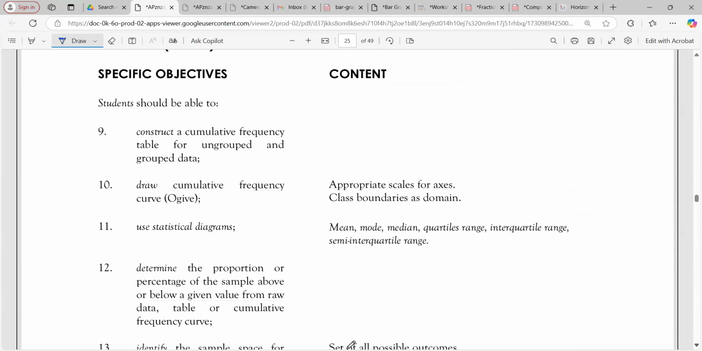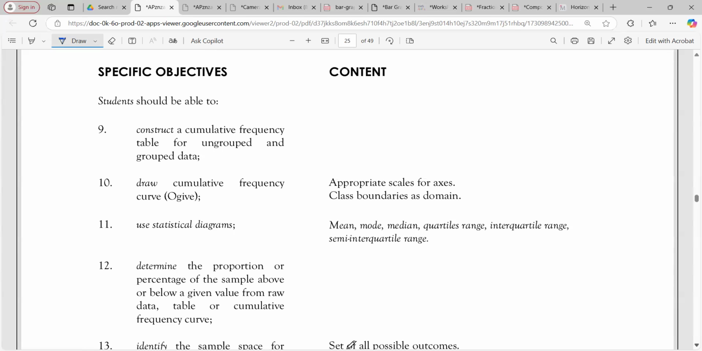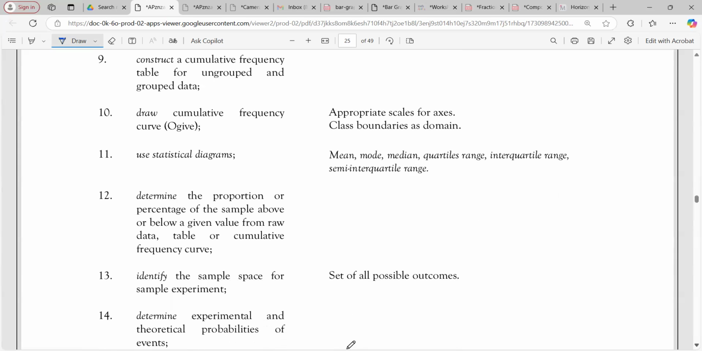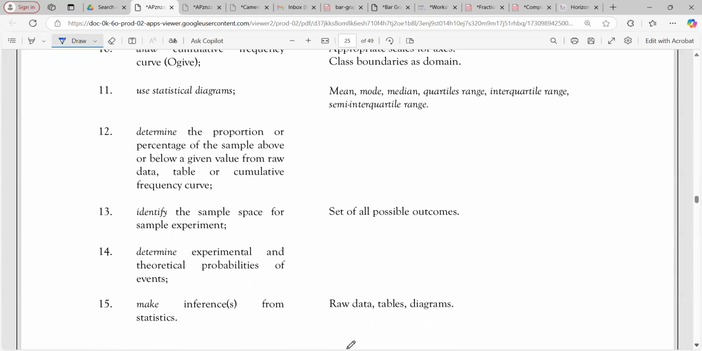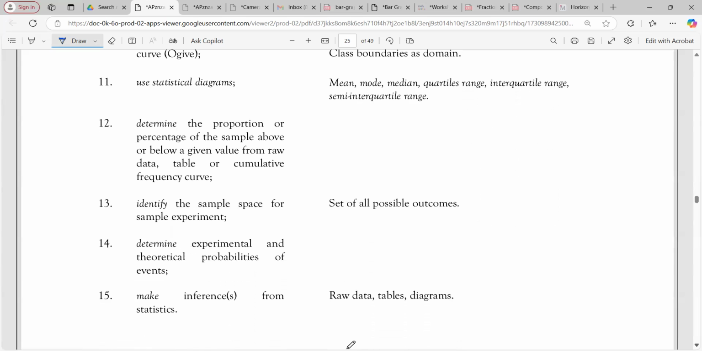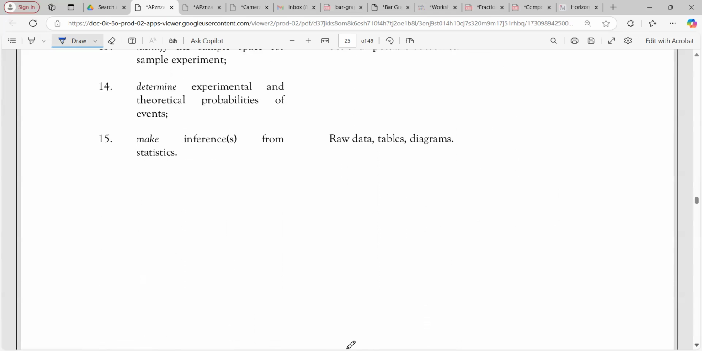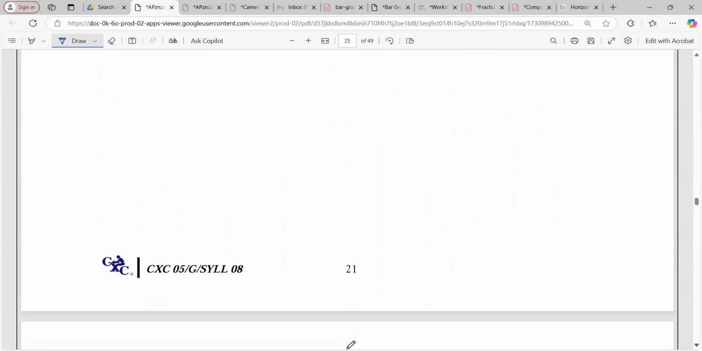Construct cumulative frequency. They love to ask you to draw that, right? Draw it or give one, all of that. All right. You determine the proportion or percentage above or below a given value of the raw data. You must be able to make inferences and so on from the data as well.